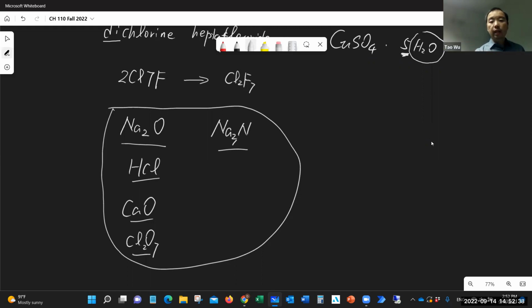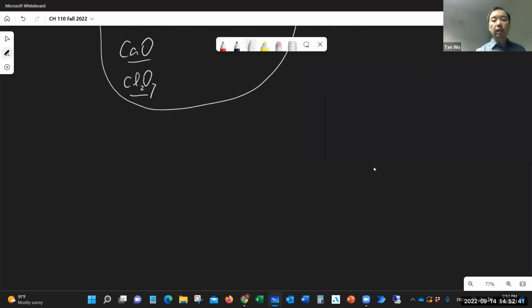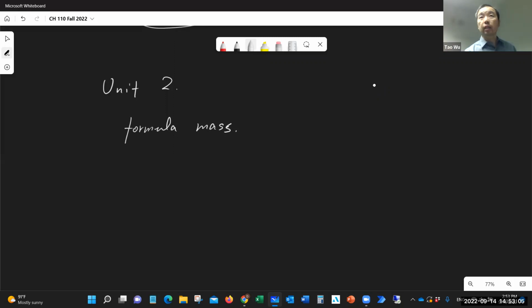All right, so the next part, we're going to talk about the content for Unit 2. Generally, for Unit 2, the first concept, we actually already talked about in the lab. It's just the formula mass. I'm going to just roughly go through this since you already learned it in lab time, but I'm still going to roughly go through the formula mass.